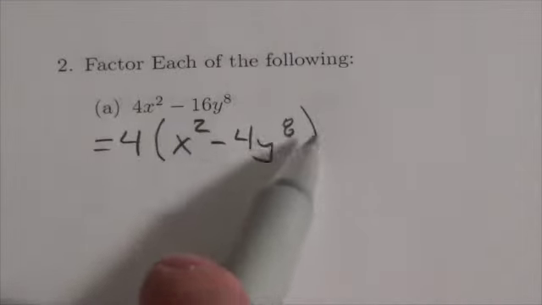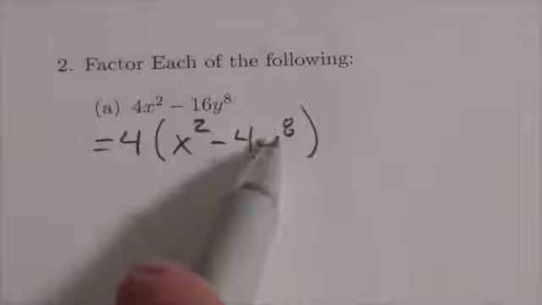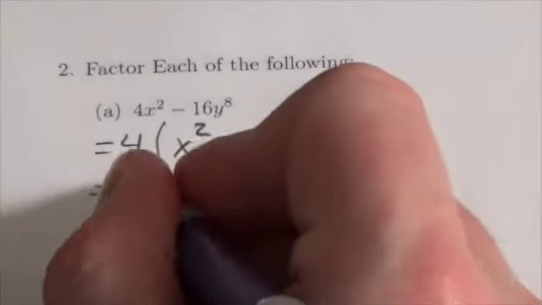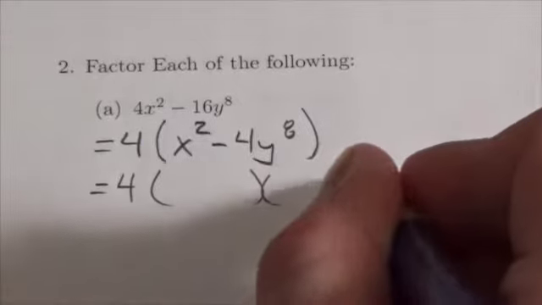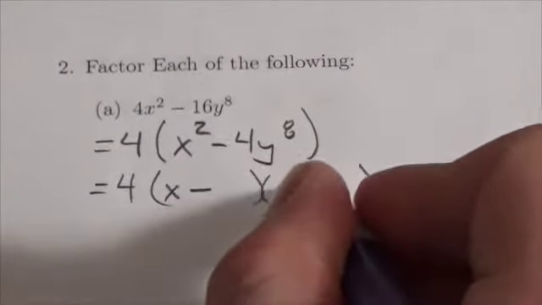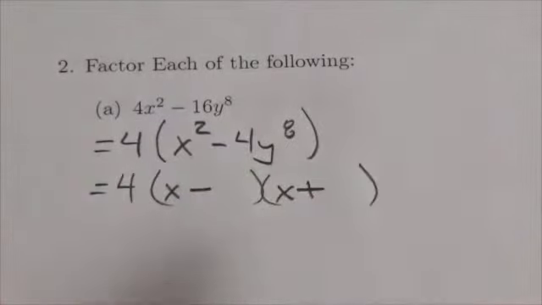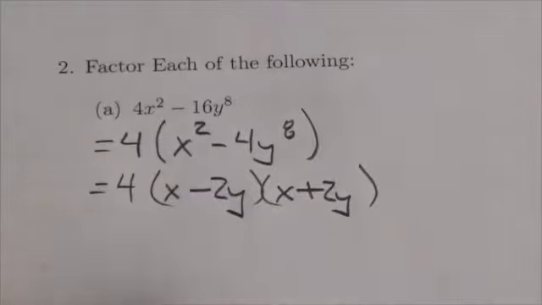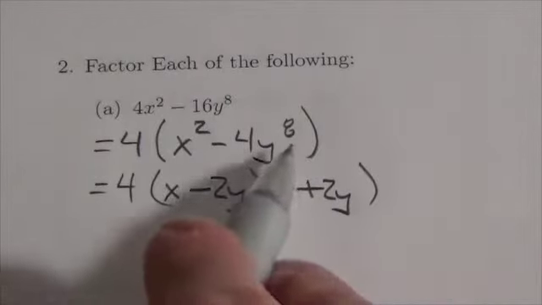Well, yeah. If the exponent here is even, then what you're looking at here is a perfect square. So this is going to end up becoming a binomial. This is a difference of squares here. This will be x, minus, plus. The square root of 4 is 2. It'll be y here.